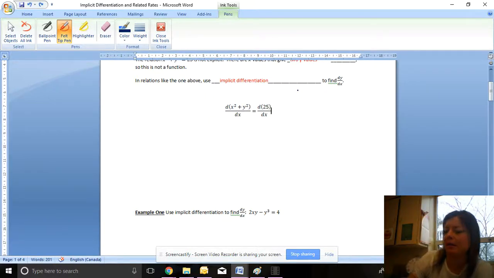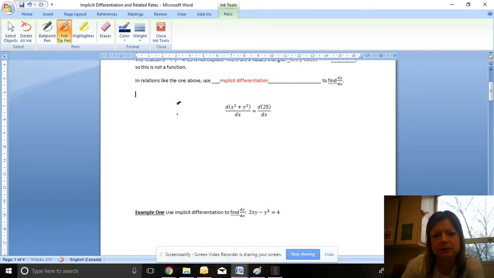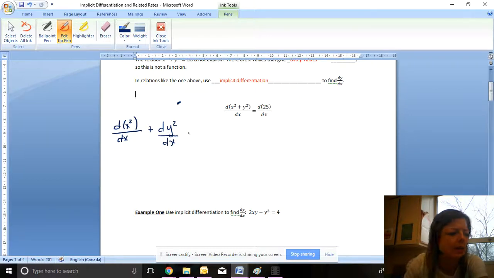So we're doing the same thing to both sides. What we're going to do first is break this down into d/dx of x squared plus d/dx of y squared, equals d/dx of 25. You can put that in brackets if you want. So I just took this expression and broke it into its different parts.